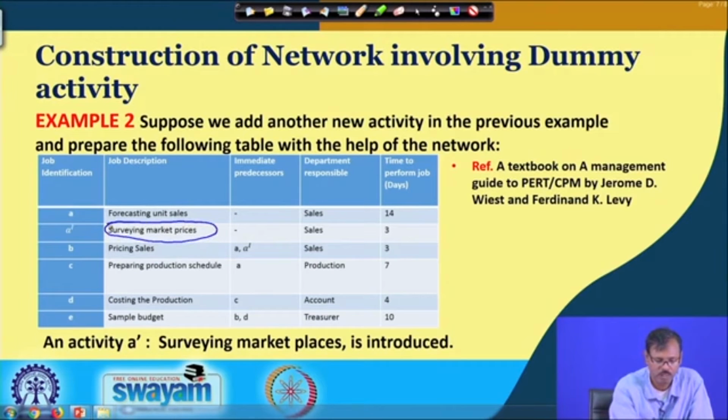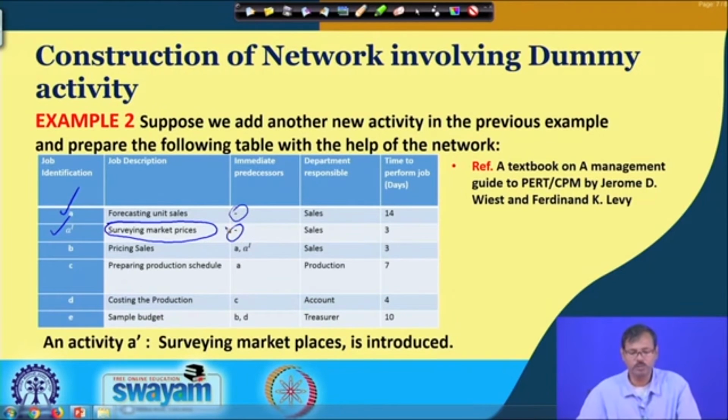survey. So, we are adding, along with forecasting of sales, another job, market surveying, which are independent, that means there are no predecessors for these jobs, and the department on which this depends, the sales department, will carry out this project. So, in this case we are considering the duration of that. So, the sales department is asked to carry out forecasting of sales and the market survey for the prices in 14 days and 3 days, and both are independent jobs.